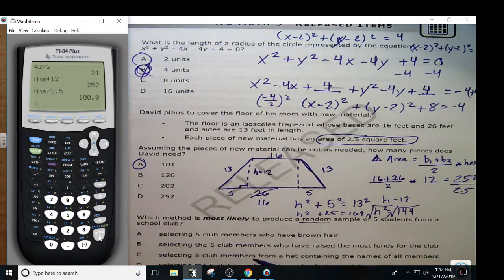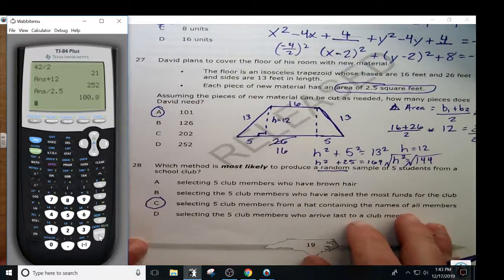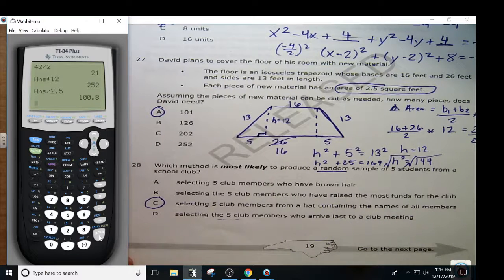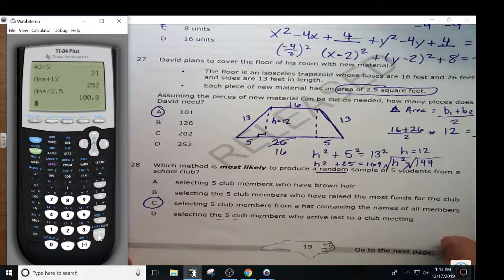Selecting 5 club members from a hat containing the names of all members. Well, if you think about it, guys, if you put all the names in a hat and draw out 5, that is a random sample. So the answer there will be C. Also, guys, for D, selecting the 5 members who arrived last to a club meeting, you're still manipulating there, so that would make it not random. All right, let's keep going.